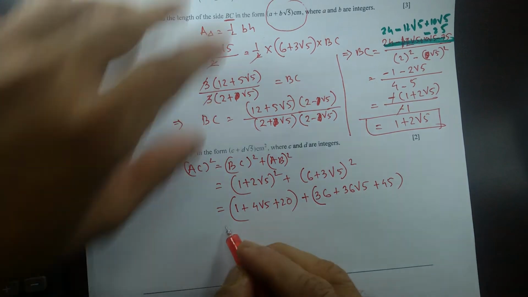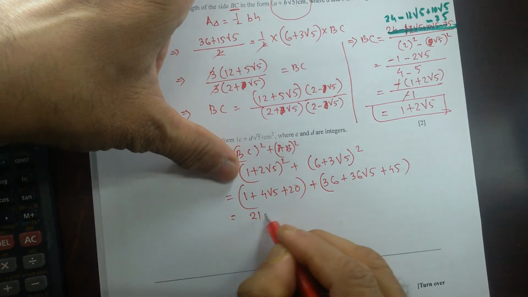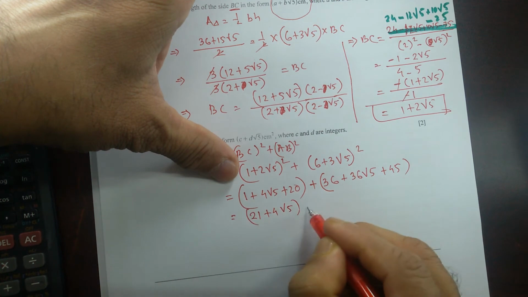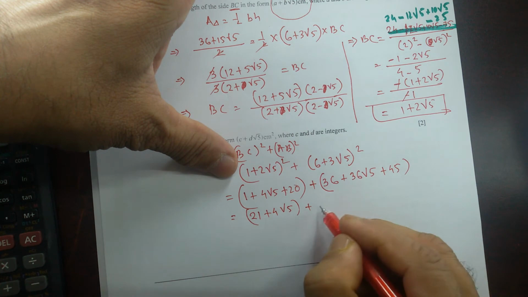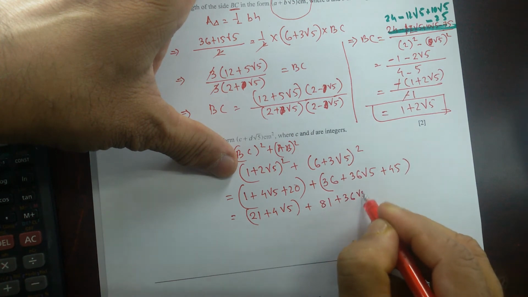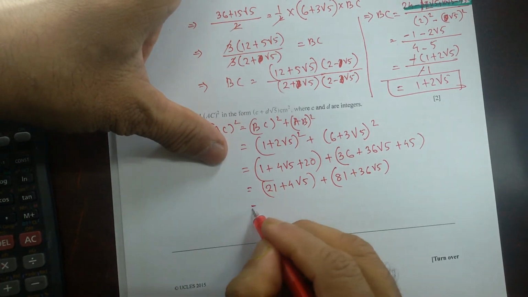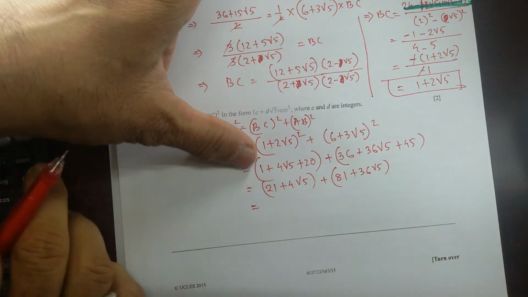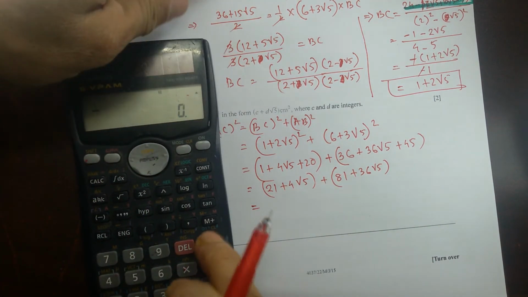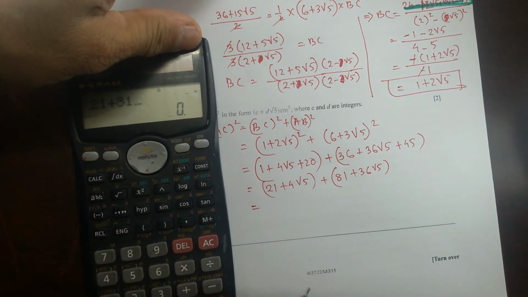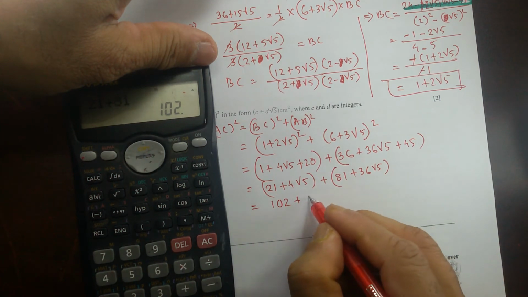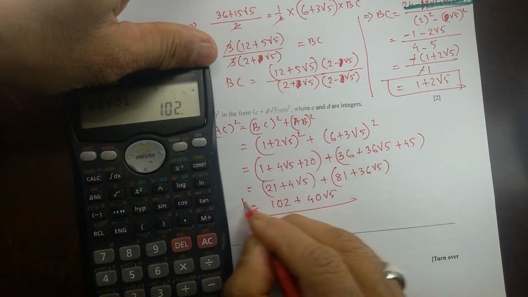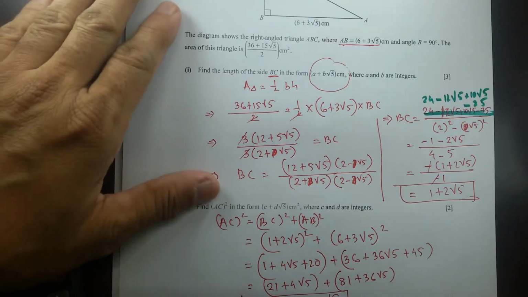Okay, so that's that. And over here we got 21 plus 4 square root 5. And here 36 and 45, I think that's 81. 81 plus 36 square root 5. So when we add 21 and 81, that comes 102, I believe. 21 plus 81, yep, 102. 4 plus 36, that means 40 square root 5. And that's the answer for J. Okay, so that's what we got. Let's do number 3.